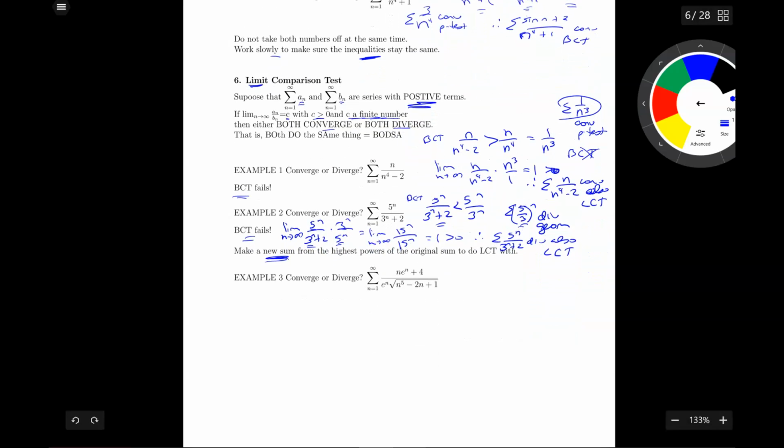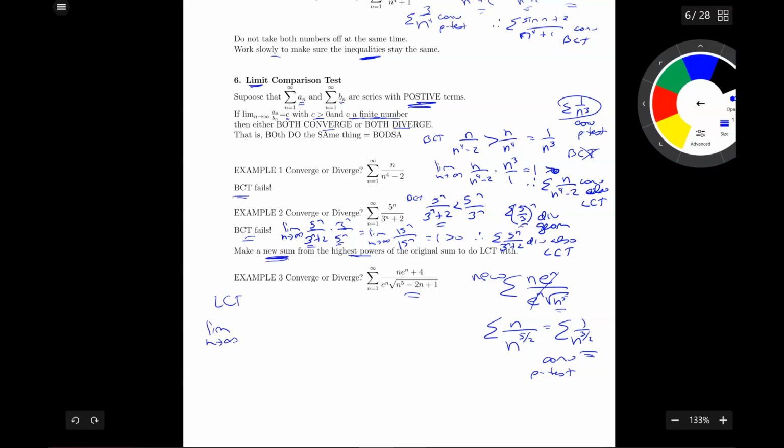We could also do the limit comparison test by making a new sum by taking the highest powers. So if I take a new sum, I would take the highest power from the numerator and the highest power from the denominator. So the e to the n's would cancel. Let's rewrite this as the power to the 5 halves. So if I subtract, I get n to the 3 halves, right? This would be 2 over 2, subtract. So this converges by p-test. So now I'm ready to do the limit comparison test with this and this.